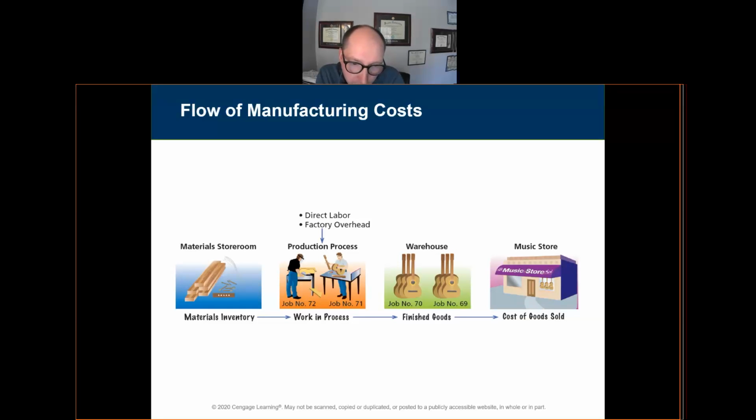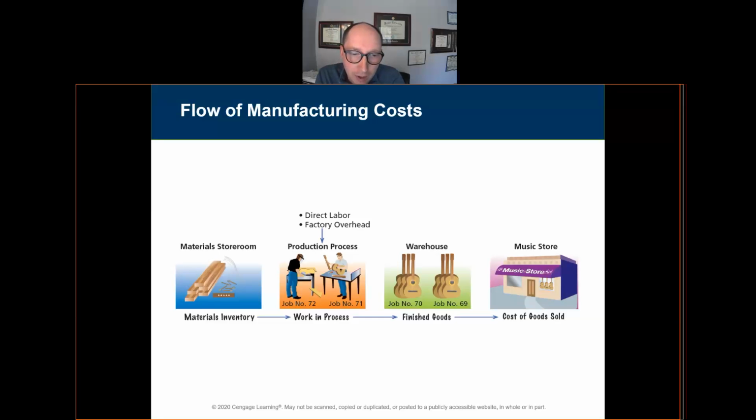And then when I finish that work in process, I transfer it to finished goods. When they become finished goods, I then ship them to my customer to complete the sale, converting them from finished goods to cost of goods sold. Talked a lot about this in the previous chapter. So, as you can see, the jobs are at different stages.